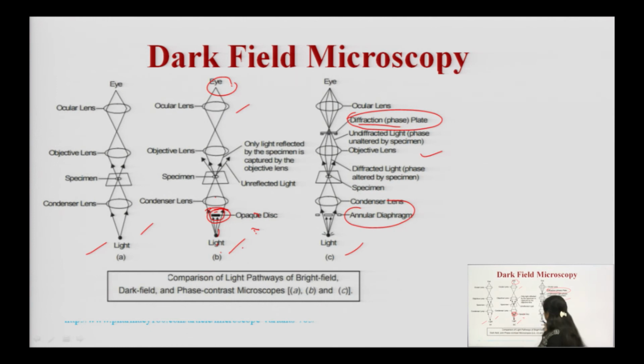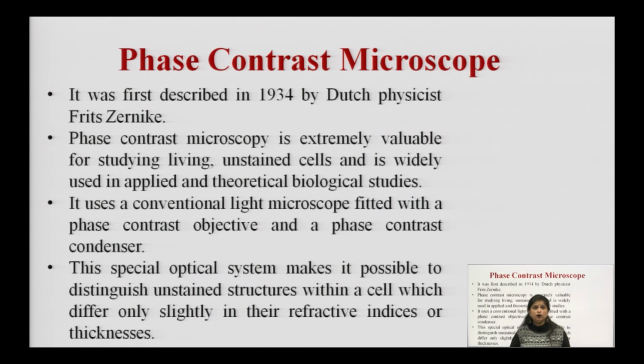One is the annular diaphragm, which was placed between the light source and the condenser, and the diffraction plate, which was added above the objective lens and before the ocular lens. So, now phase contrast microscopy. What is actually done in the case of phase contrast? Mainly to enhance the resolving power, so that we can easily see the transparent images. So scientists prefer to use phase contrast microscopy, in which two further additions were made.